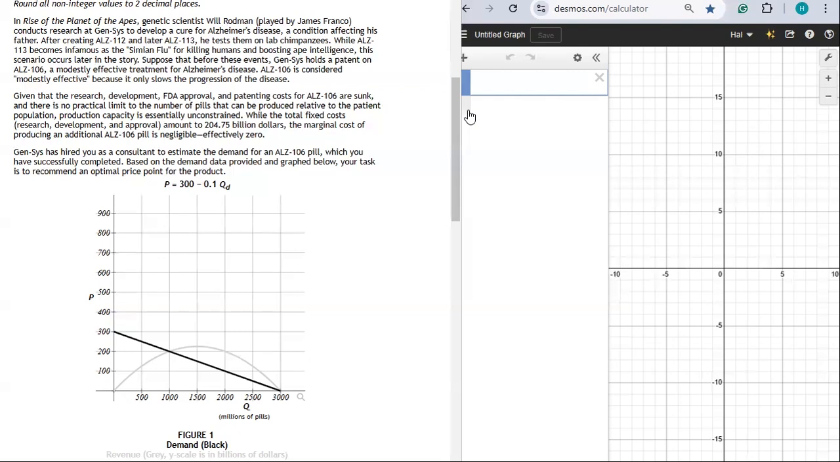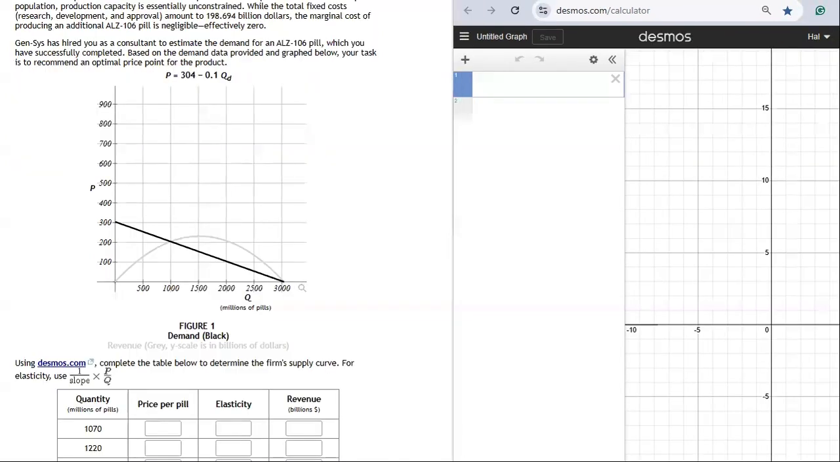ALZ-106 is considered modestly effective because it only slows the progression of the disease. Given that the research development, FDA approval, and patent cost for ALZ-106 are sunk, and there is no practical limit to the number of pills that can be produced relative to the patient population, production capacity is essentially unconstrained. While the total fixed cost, research, development, and approval amount to $198.694 billion, the marginal cost of producing an additional ALZ-106 pill is negligible, effectively zero.